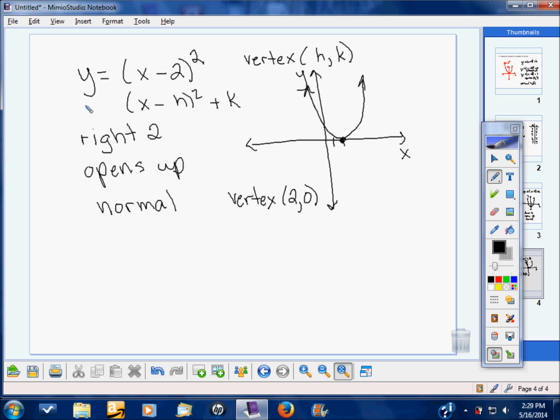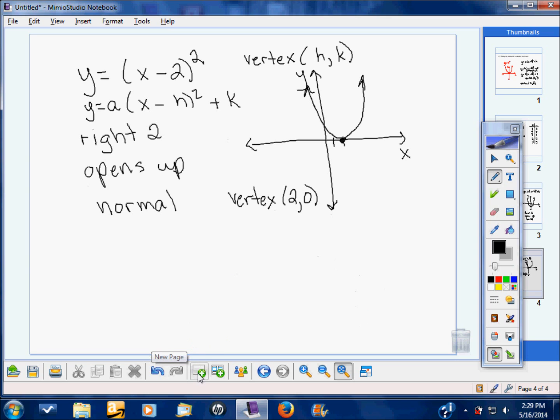This is your basic format. A is just a 1. H is 2. K is 0. It moved to the right 2. Some of you that are more visual would rather sketch it first and then write down the analysis. Some of you would rather just write down the analysis.